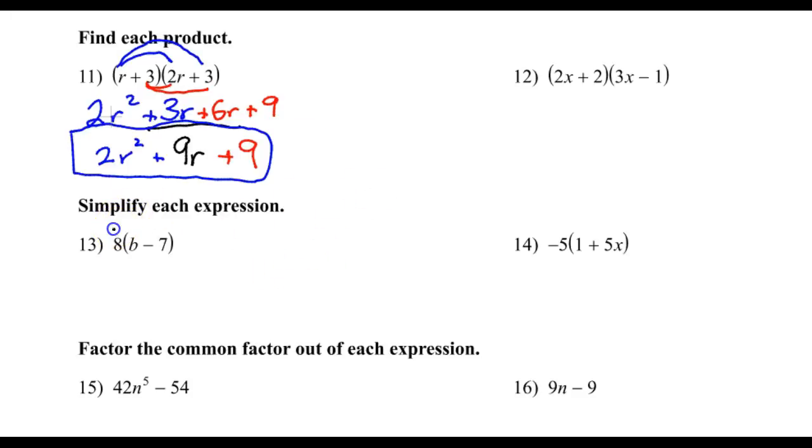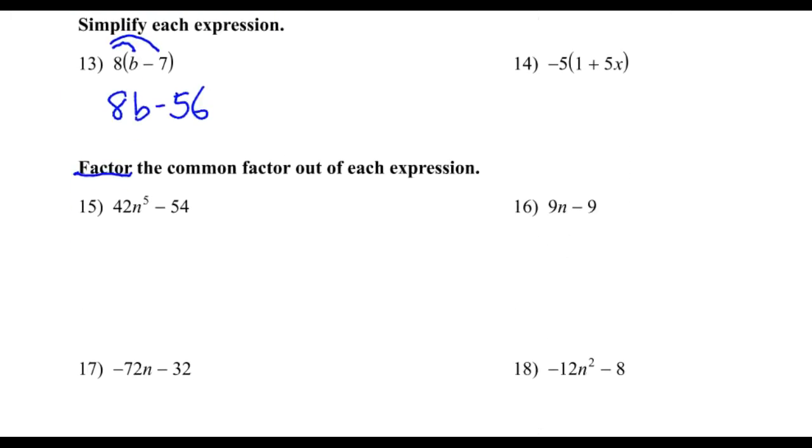Okay? Don't forget distributive property. That's when you just multiply in. So we got 8b minus 56. Now, what does factoring mean? When it says factor, what does that mean? That's the reverse of distributive property. So what we just did on 13, how we multiplied the same number in, factoring is taking the same number out, divided out. So what number can you take out of 42 and 54?